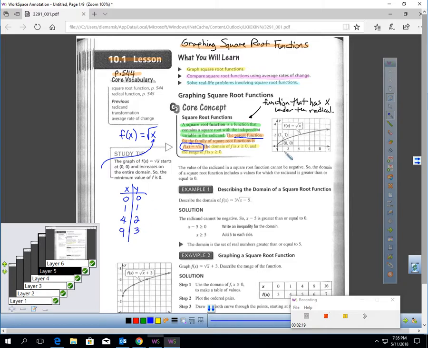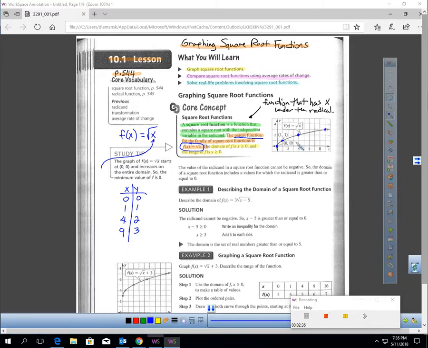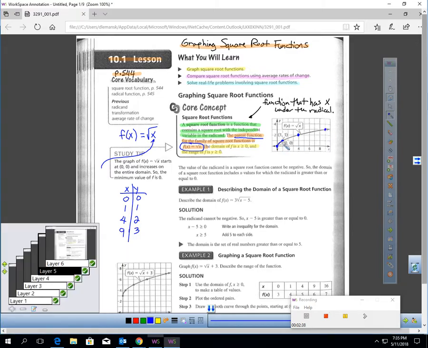And now let's graph this. 0, 0 would be here. 1, 1 means 1 right, 1 up. 4, 2 means 4 right, 2 up. And 9, 3 would be 9 right, 3 up. And what you're getting at, that's a square root function. It looks like a half parabola opening to the right.